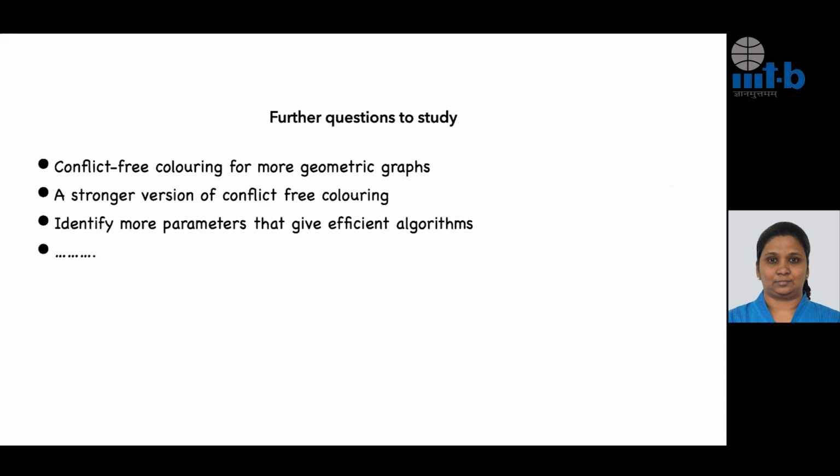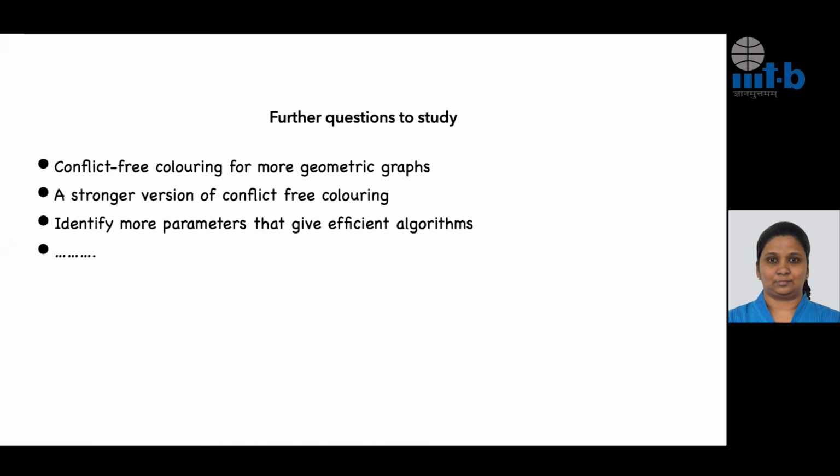What are the further questions that we are interested in? One is to identify more parameters that give efficient algorithms. To continue with FPT algorithms, what are the other parameters that are meaningful to study for the conflict free coloring problem? We are also working on a stronger version of conflict free coloring, and ideally we would like to do a study of the contrast between the stronger version and the conflict free coloring version. And also what the conflict free coloring is for other graphs, other geometric graphs, or otherwise.